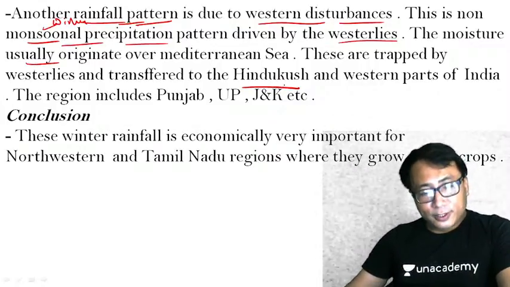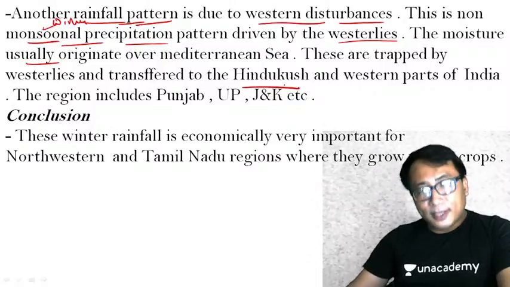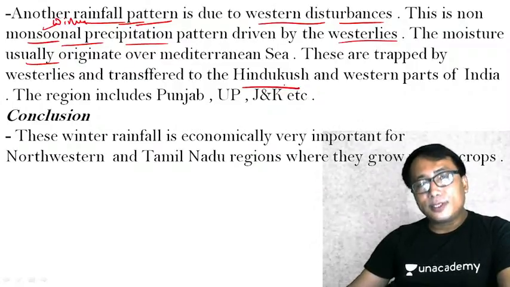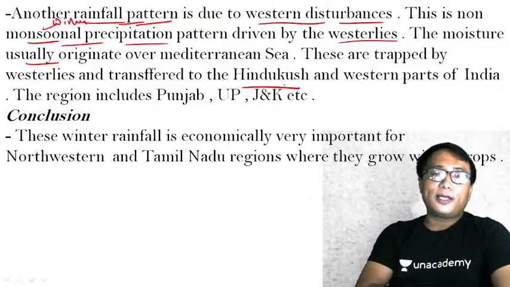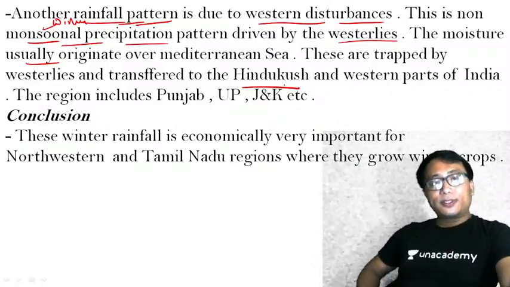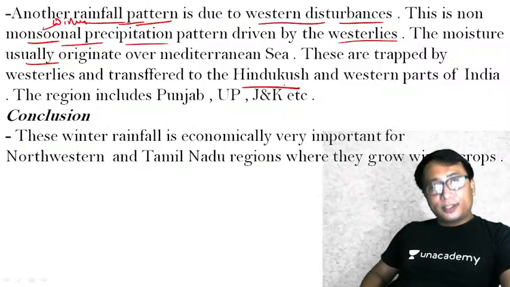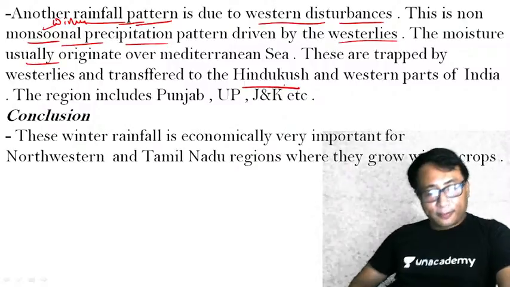What should be the conclusion? The conclusion can be that this winter rainfall is economically very important for the northwestern and Tamil Nadu region, where they grow winter crops. That can be my simple and short conclusion. Why? Because many of the agricultural crops during this winter season depend on such winter precipitation. Clear? I hope that is clear.